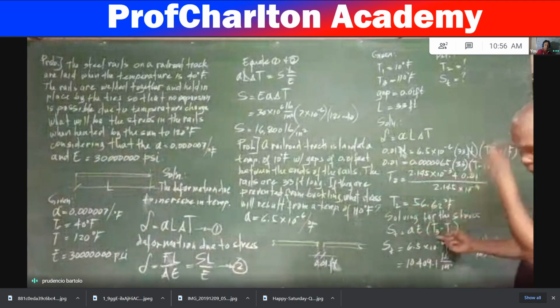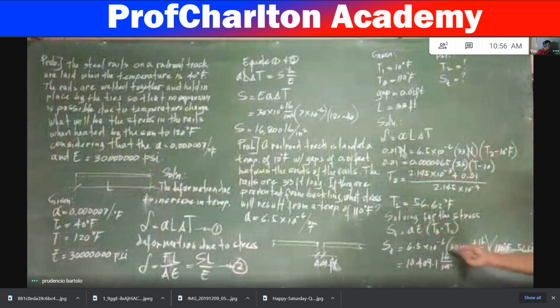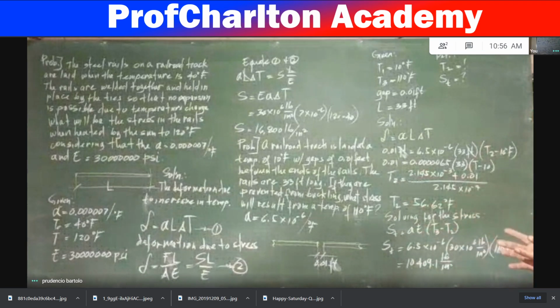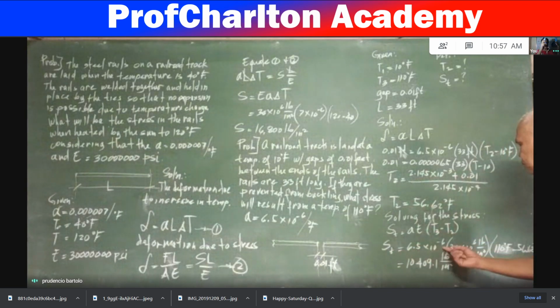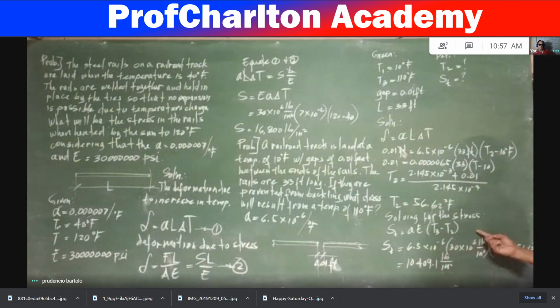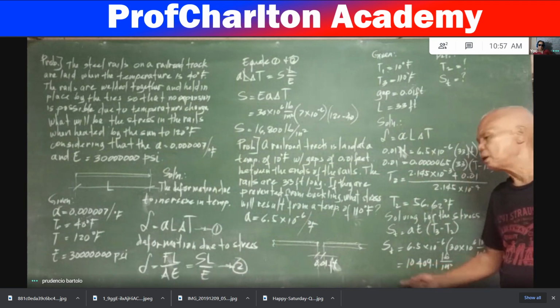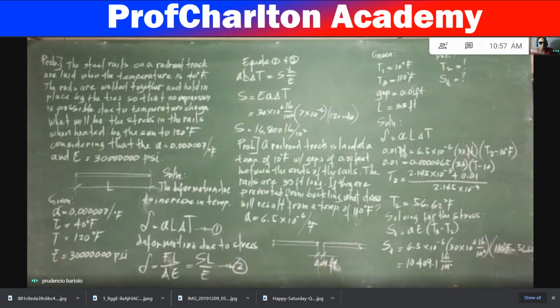And solving for the stress, it is equal to the coefficient of thermal expansion multiplied by the modulus of elasticity multiplied by the quantity final temperature minus the initial temperature, where T sub 2 now becomes the initial temperature when stress is induced or developed. That is to prevent buckling or deformation. So the stress induced or developed is equal to 6.5 times 10 to the negative 6 by 30 times 10 to the 6 pounds per inch squared, this is the modulus of elasticity for steel, multiplied by 110 minus 56.62, or the tensile stress induced or developed is equal to 10,409.1 pounds per inch squared.